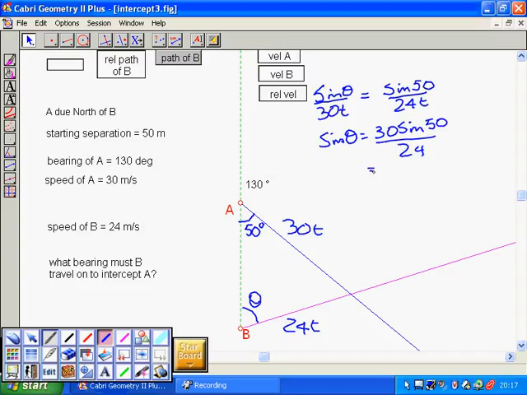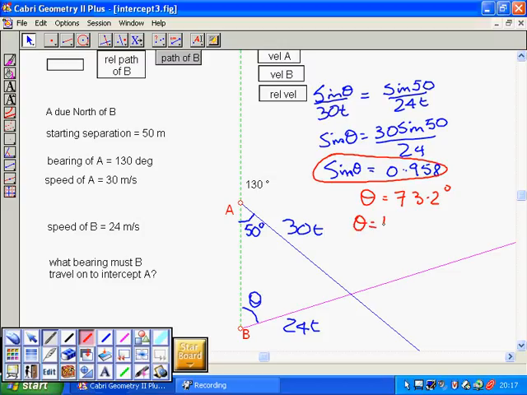We could simplify, but really why bother? It's going to go in the calculator anyway. 30 sine 50 divided by 24. 0.958. So theta is the inverse sine of that, 73.2 degrees. Excellent. But notice that there are more solutions to this equation.